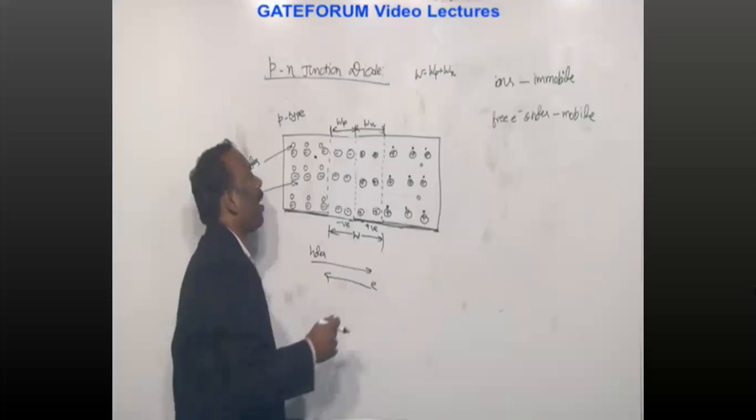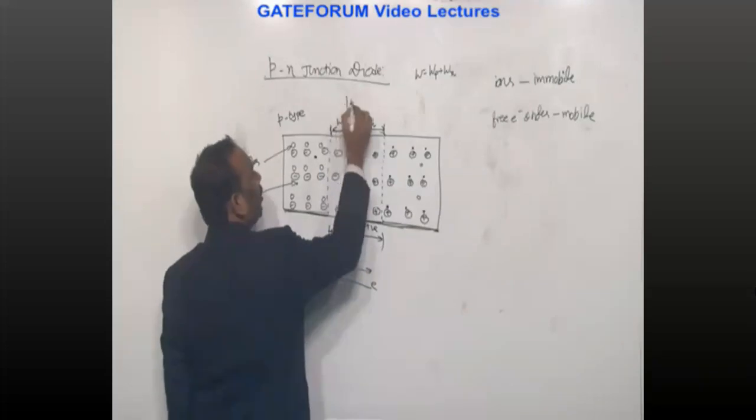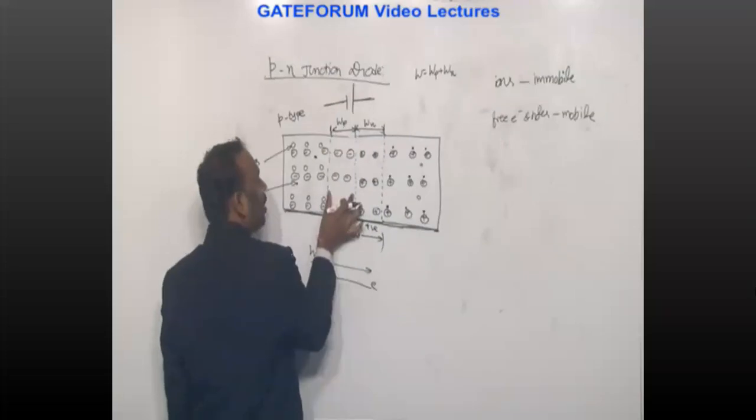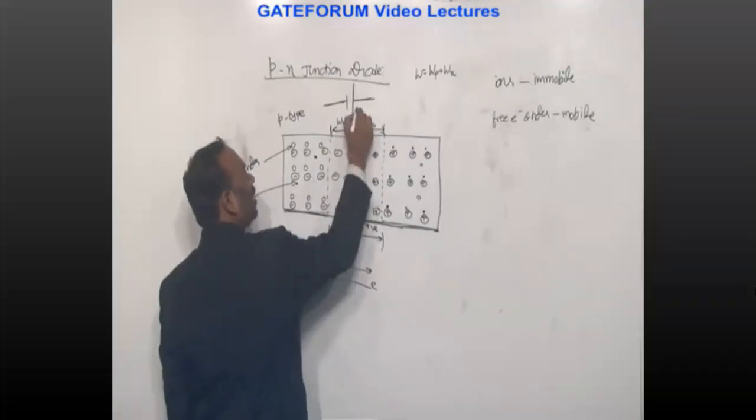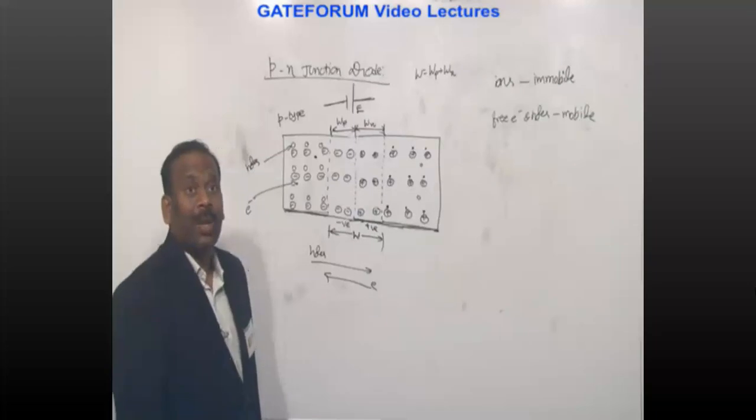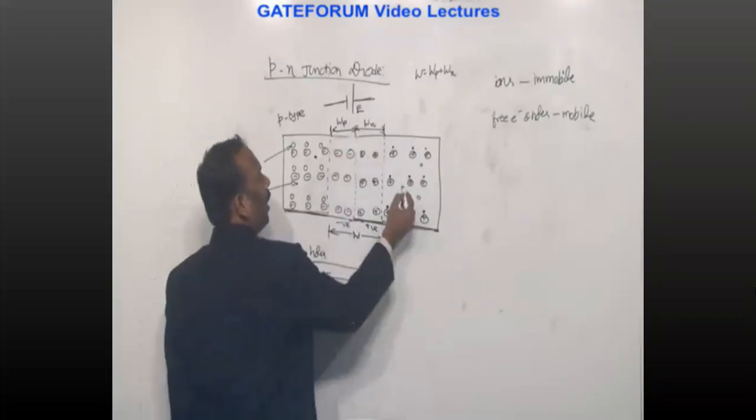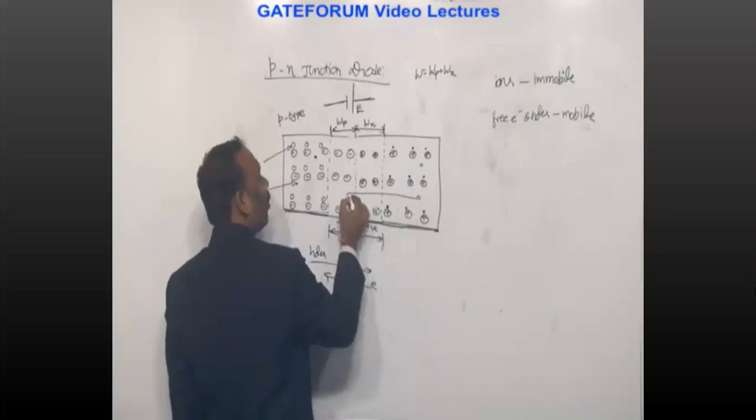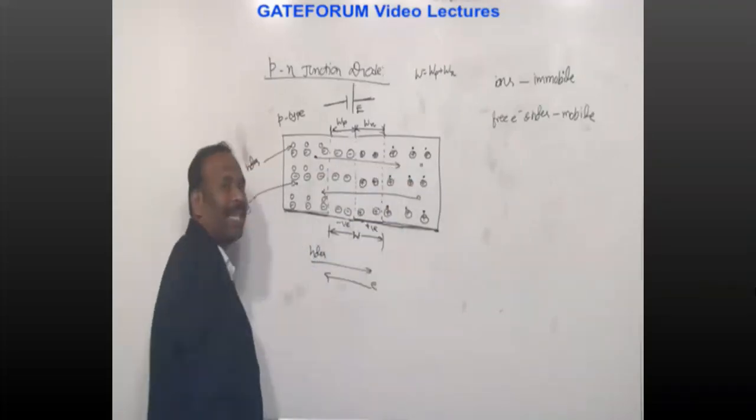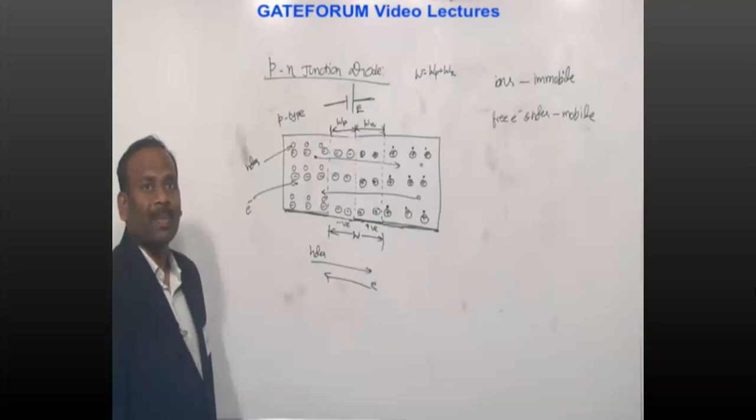We'll see. Now, here we have negative charge, here we have positive charge. Here this part is neutral, this part is neutral, and this has negative charge and positive charge. That means an electric field is established internally. What is this electric field doing? It will allow minority charge carriers.